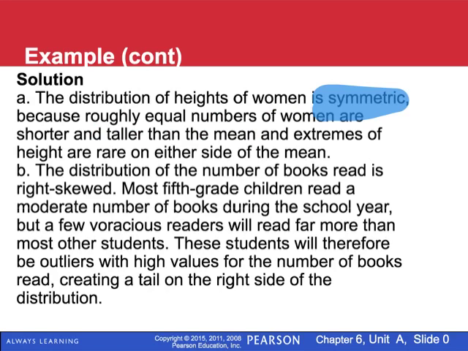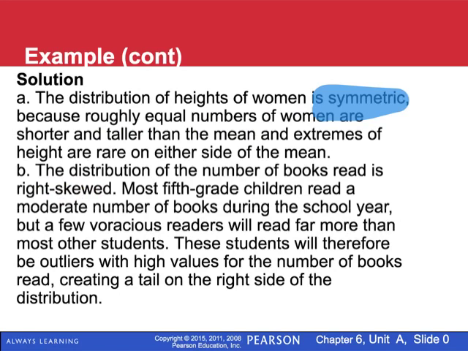Now, the fifth graders reading books, these are going to be right skewed, because most fifth grade children read a few books during the year, but there are always a few kids, and I was one of them, who just read a whole lot of books. So there'll be a few outliers who read a lot more books. This is going to be a right-skewed distribution.